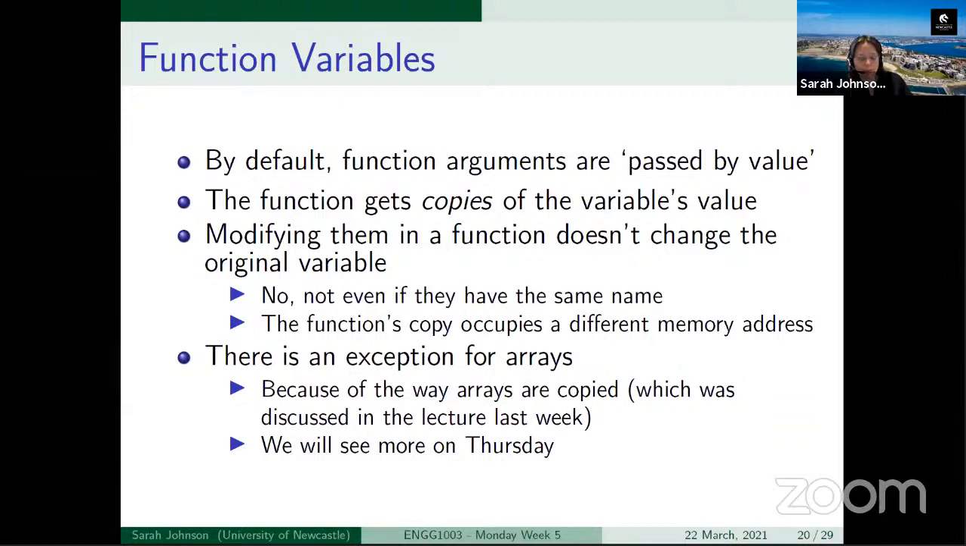One of the exceptions that's going to be most important for us is when it comes to arrays. You saw last week that the way that arrays are copied is a little bit different from the way that the other variables, like the reals or integers, are copied. What that actually means for functions is that we don't pass in the value of an array. When we pass an array into a function, we pass in the address of the array in memory. That means that everything I've just said about what happens inside a function stays inside a function does not hold when we're using NumPy arrays, for example. But we'll see that in a lot more detail on Thursday.